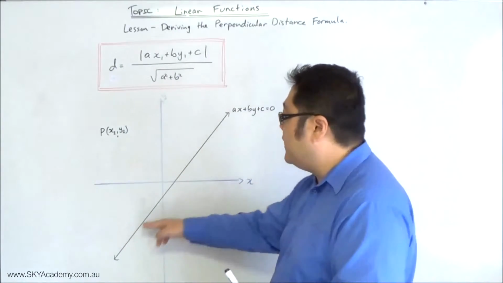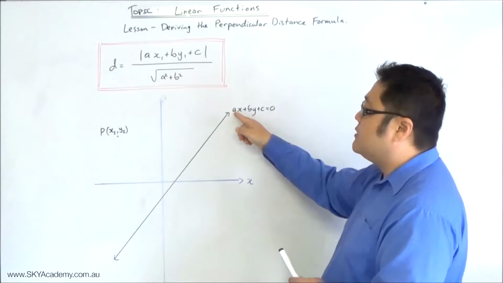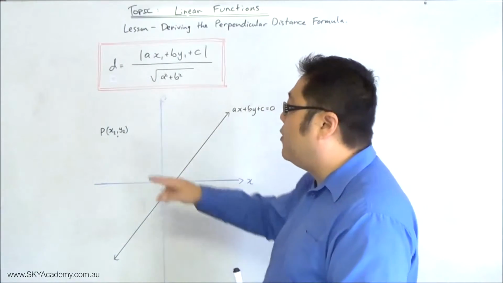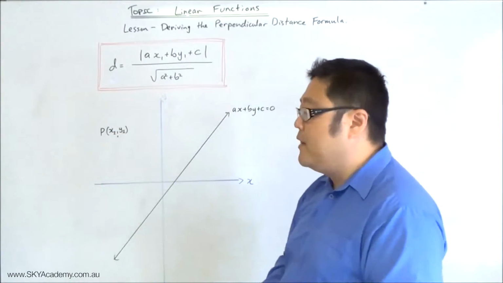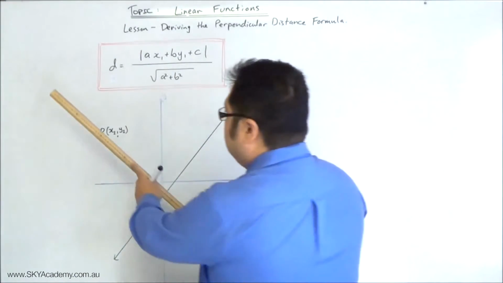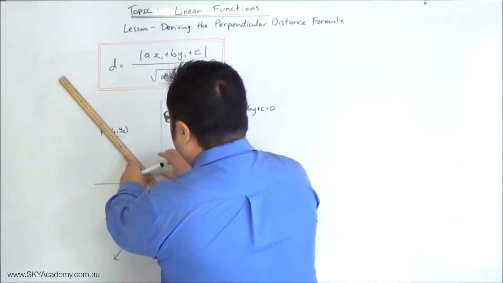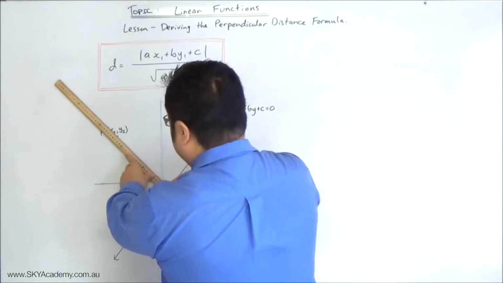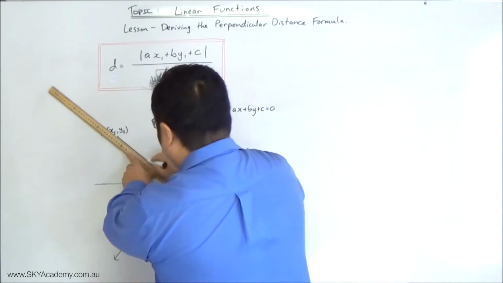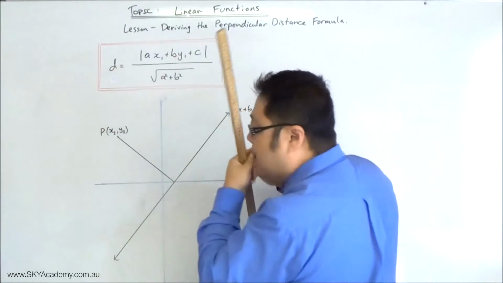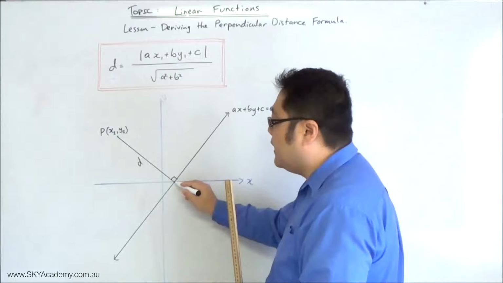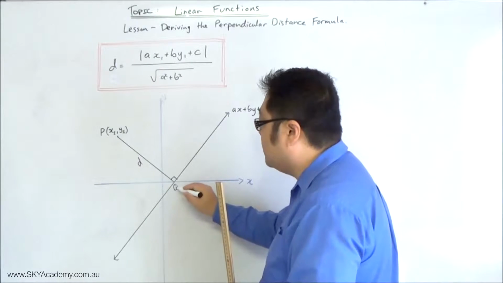Just say you've got a straight line, and that straight line had the formula ax plus by plus c equals 0. You have a point which is (x1, y1), and what we want to do is work out the distance between P1 and the line, or the shortest perpendicular distance, which will be here. Let's call that the distance, and let's call that point here point Q, right?